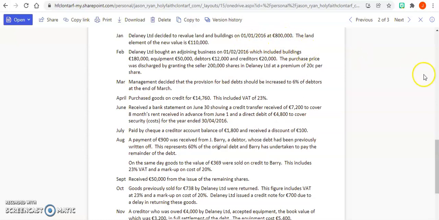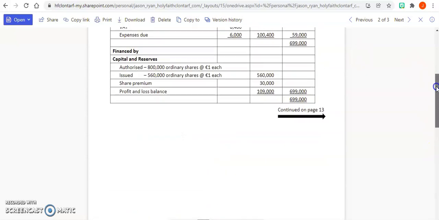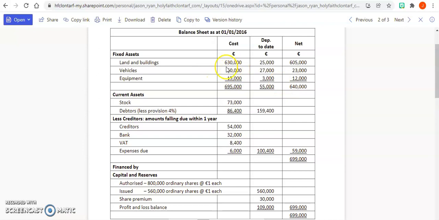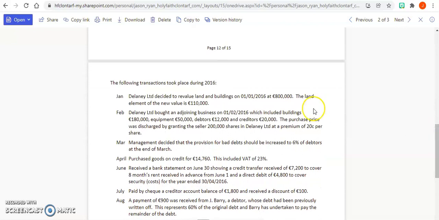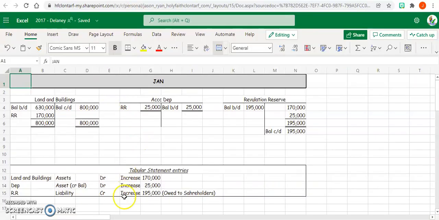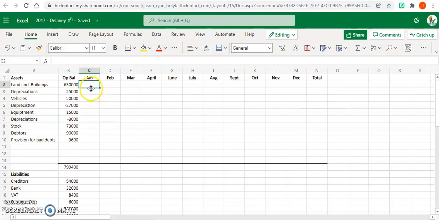So our land and buildings has increased to 800,000. The cost of our land and buildings was 630,000. So the increase is going to be 170,000. So in your tabular statement, land and buildings for January is going to go up by 170,000.